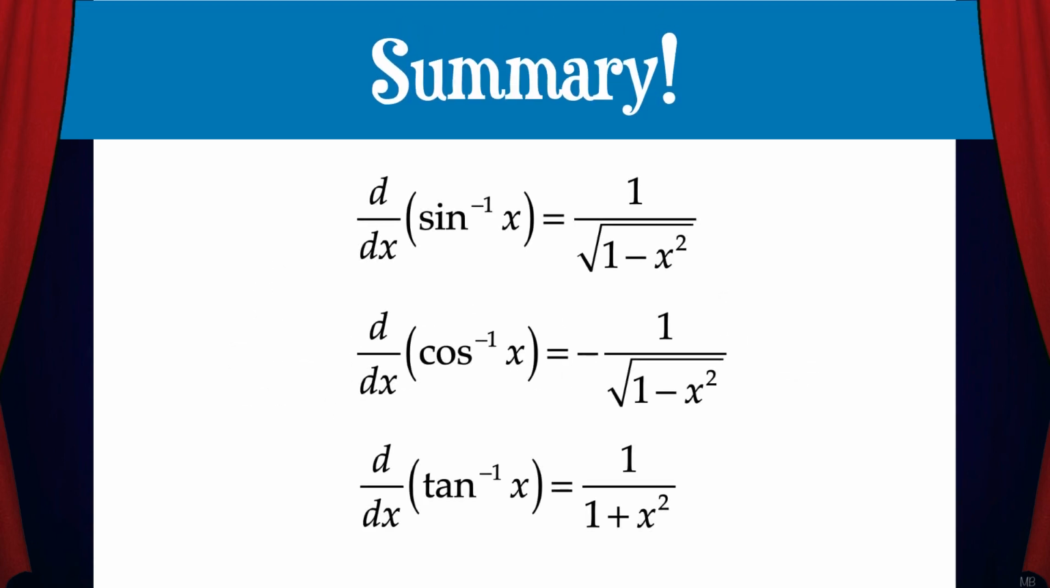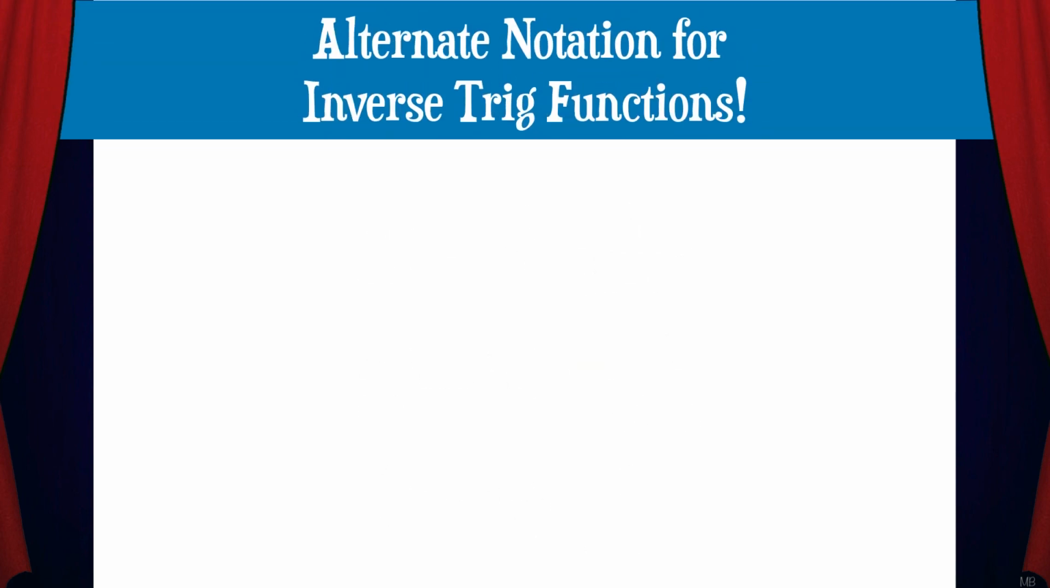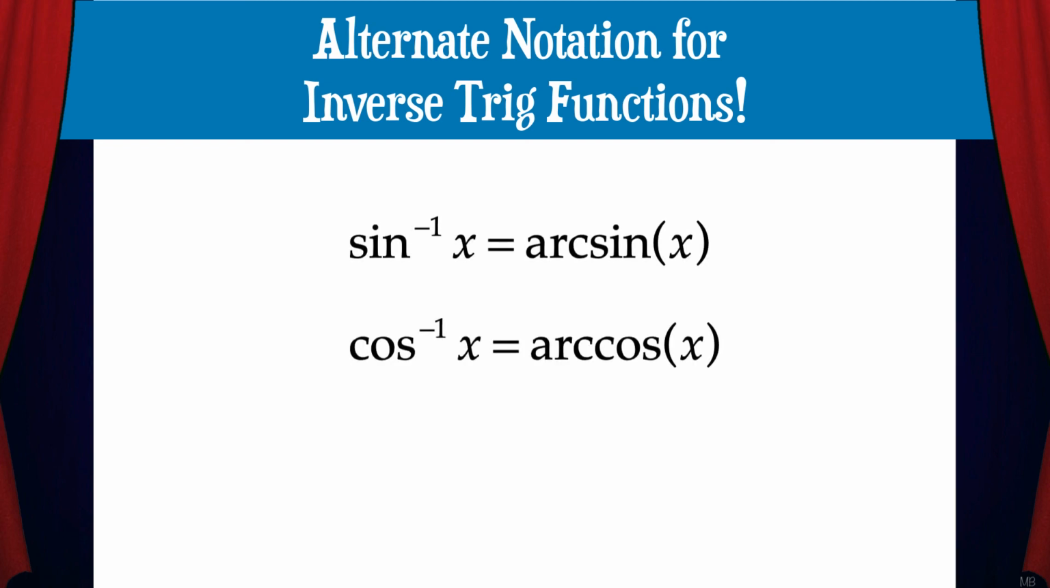And here we have the three derivatives that we were trying to find. Note that the derivative of cosine inverse x is almost the same as the derivative of sine inverse x. It just has a negative sign in front. Go ahead and commit these to memory. As we end here, I also just want to remind you that you may sometimes see different notation for inverse trig functions. Sine inverse x might be written as arcsine x. Cosine inverse x might be written as arccosine x. And tan inverse x might be written as arctan x.